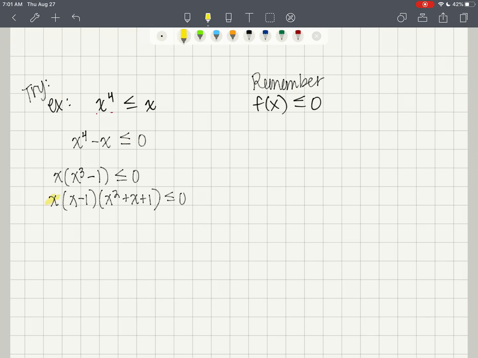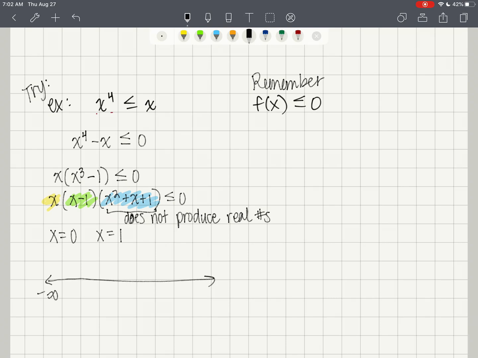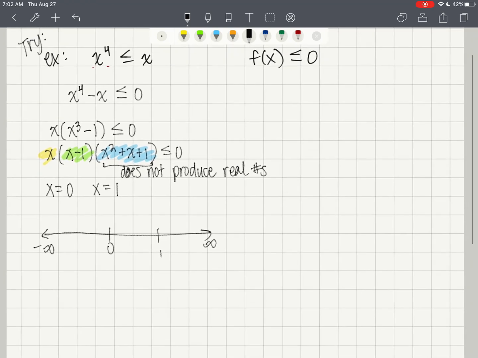And then I'm going to take each variable factor and apply the zero product property. Now the yellow and the green produce critical numbers of 0 and 1, but this blue does not produce real numbers. So we don't get any real numbers when we try to use the quadratic formula there. So my critical numbers, 0 and 1, create 3 intervals.